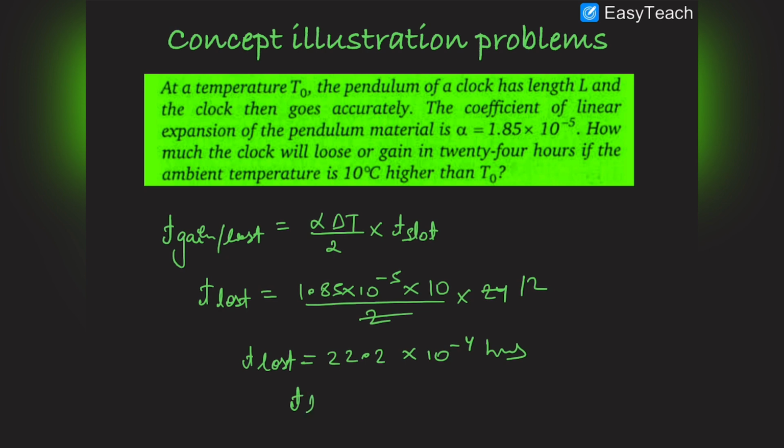and if we wish to find out this time lost in seconds, we know that 1 hour is equal to 3600 seconds. So this would be 22.2 into 10 raised to power minus 4 into 3600. So it would be equal to approximately 8 seconds. Okay, so this is the time lost by the pendulum clock. Now we move on to the next question.